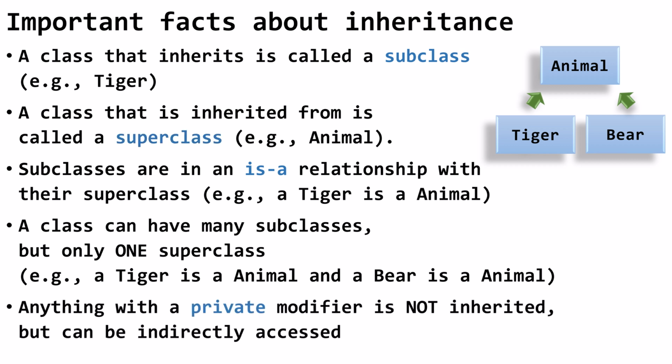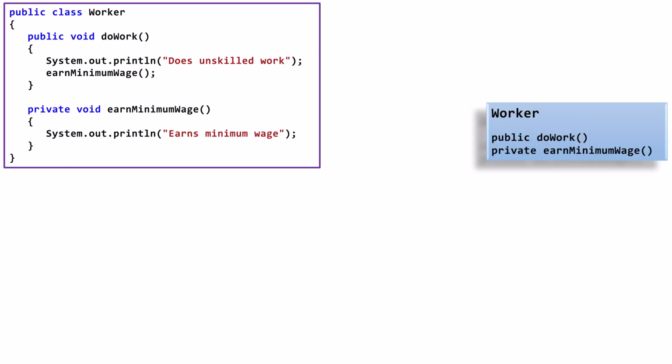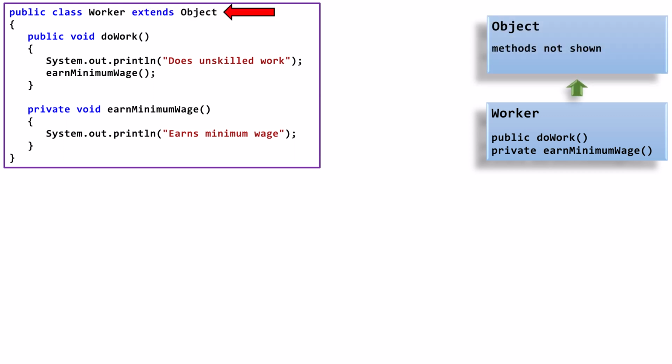Anything with a private modifier, like a field or method, is not inherited, but can be indirectly accessed from a subclass. Here we have an example of a Worker class. The Worker class does not explicitly extend anything, so it is not explicitly a subclass. However, it implicitly extends Object, so it is a subclass of the Java Object class. The extends keyword is how we tell Java that the class we are writing is a subclass of another class. Any class where we don't explicitly use the extends keyword implicitly becomes a subclass of the Java Object class.